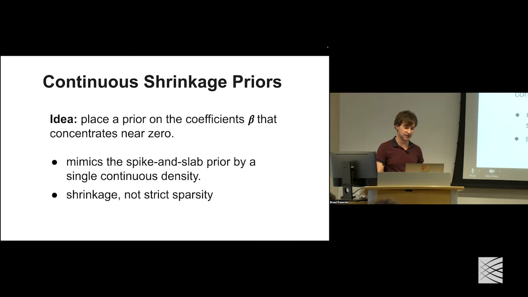Another approach is, instead of using a spike and slab prior, to use something that looks a lot like a spike and slab prior. Here the idea is to just place a prior on the coefficients beta that concentrates near zero. So we're in effect mimicking the spike and slab by a single continuous density. This will give us shrinkage, but it won't give us strict sparsity, because there's still always non-zero probability for beta to be in the neighborhood of zero. And so we'll end up with inferences where a lot of the betas are small, but they're not strictly zero.